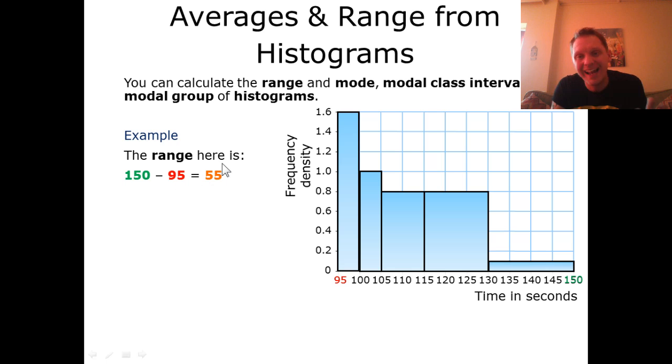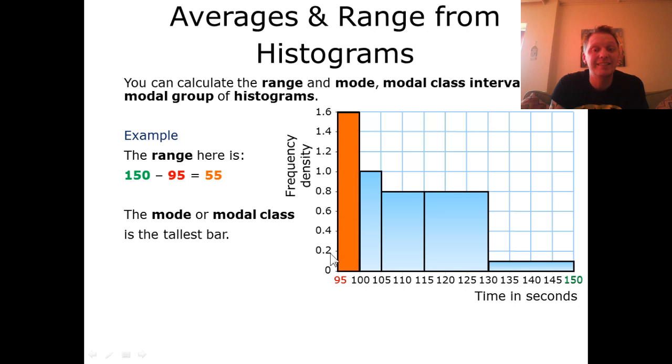Now next we're going to be looking at our mode, but our mode is known as the modal class or the modal group. So this is our tallest bar. Look for whichever bar is the highest. So our modal class is 95 to 100.